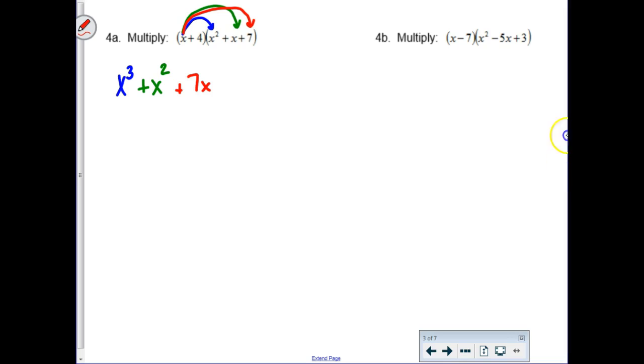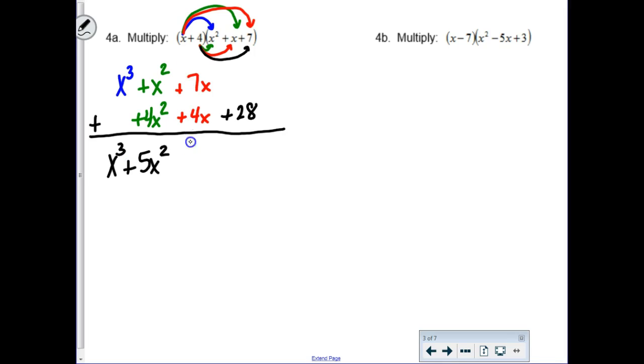I'm going to keep going, so I'm going to take the 4 and multiply it by everybody in that second polynomial. So the 4 times x squared is positive 4x squared. Rather than keeping my writing going really horizontal like this, I'm going to write it right underneath the other x squared term, so that way they're all lined up. And then 4 times x is plus 4x.